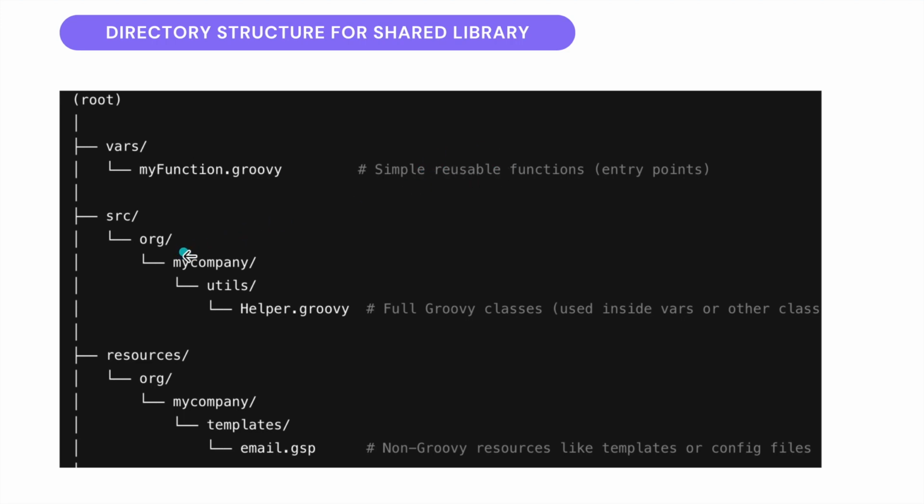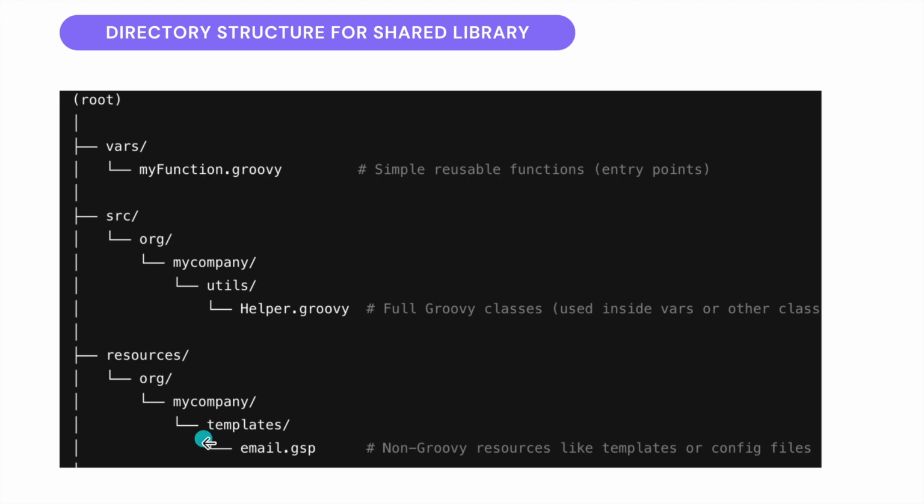These are all simple, usable functions across the pipelines. Then we have the source directory. The source directory is for writing structured Groovy code with classes and packages. It's similar to Java. You can have your Groovy files here, and the whole structure can be here. You can create the classes and packages which can be used later.